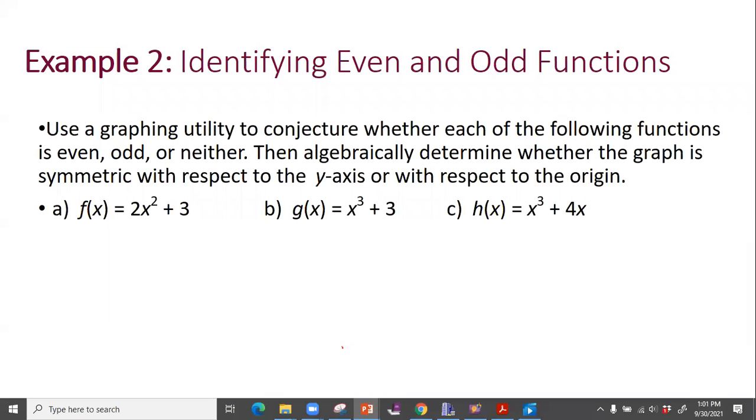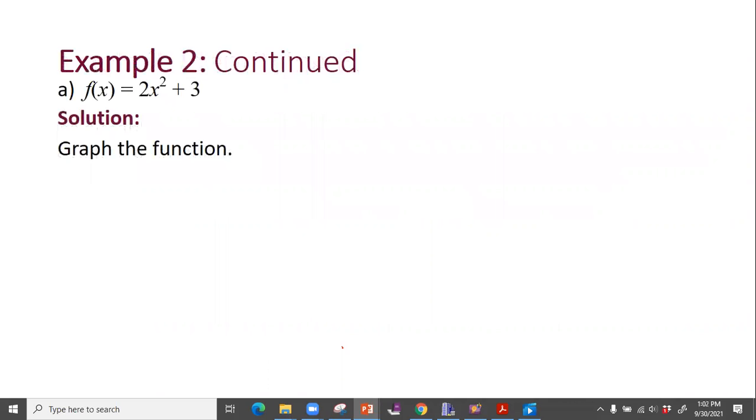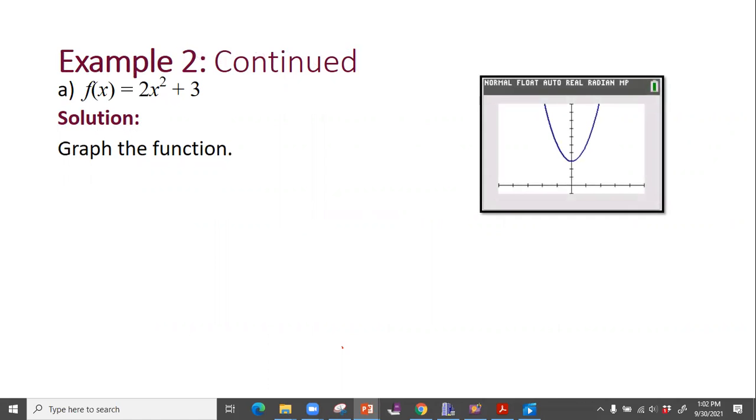All right. So we're going to talk about these three different functions and how to identify whether they're odd, even, or neither. The first one we have is 2x squared plus 3. So we graph the function. There's the graph of the function. After we graph the function, we then decide, is it odd, even, or neither?